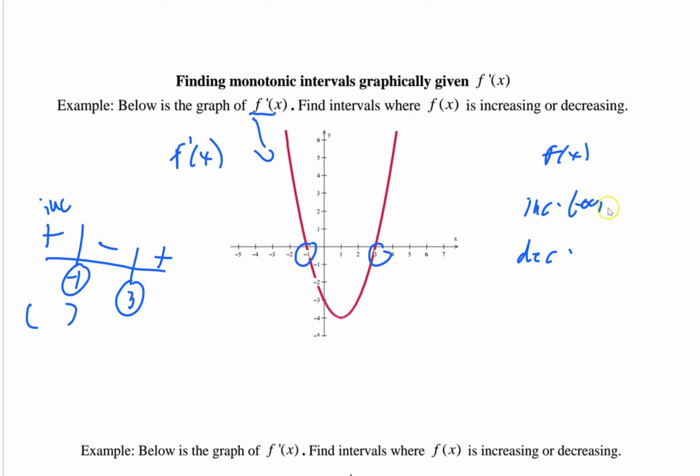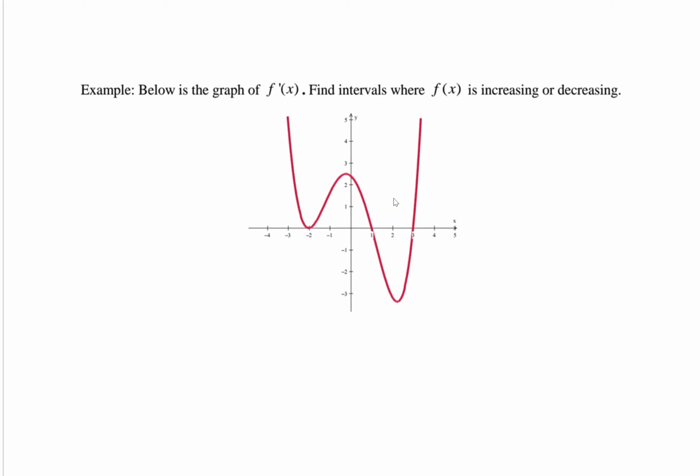Negative infinity to -1, union, increasing right there also, 3 to infinity. Decreasing in the middle here, so -1 to 3. It's the same concept. I just used my own sign chart from the graph they gave me. They gave me the graph, I made it easier myself. Just to prove that point, let's do one last one right here.